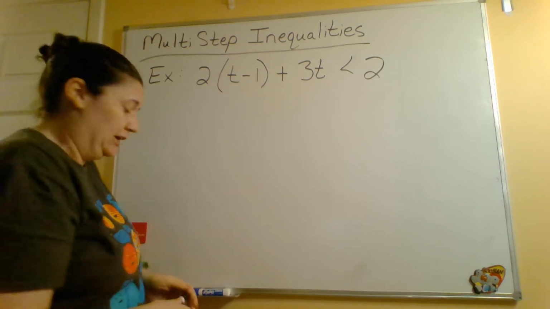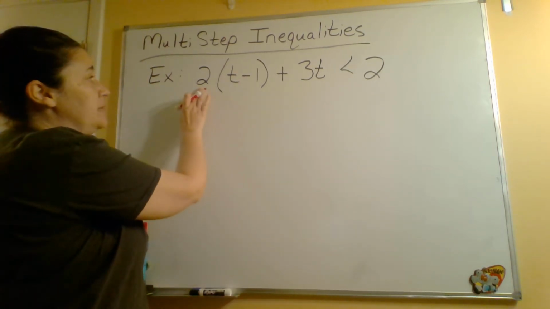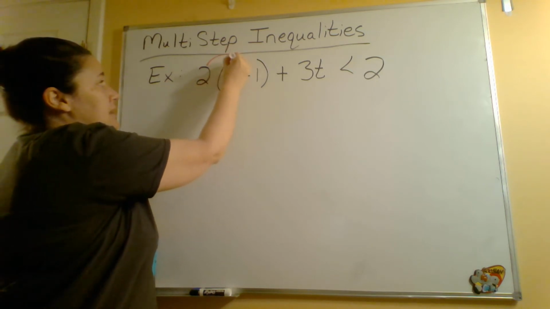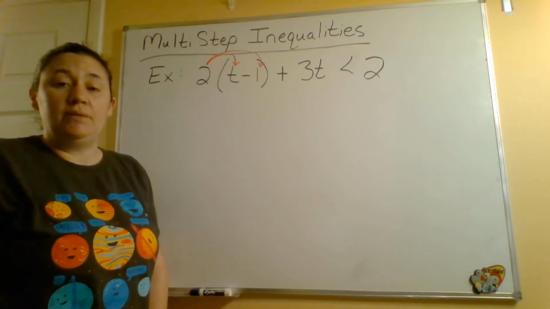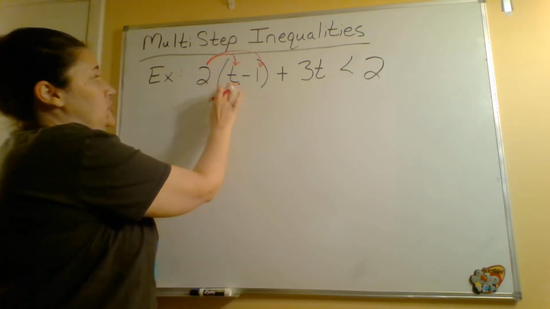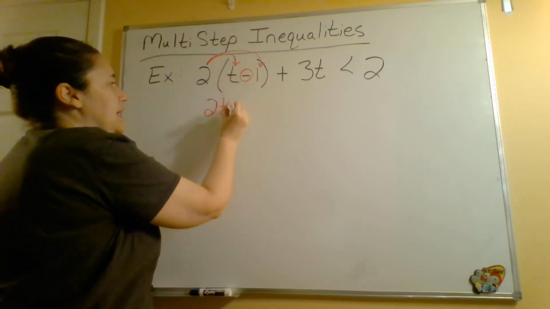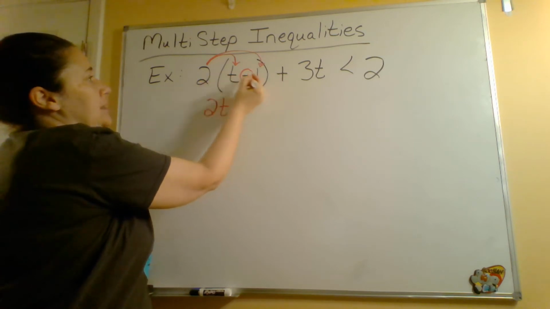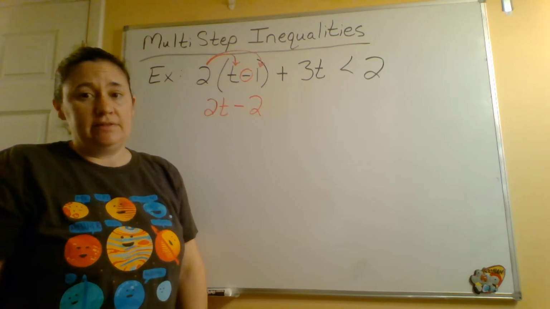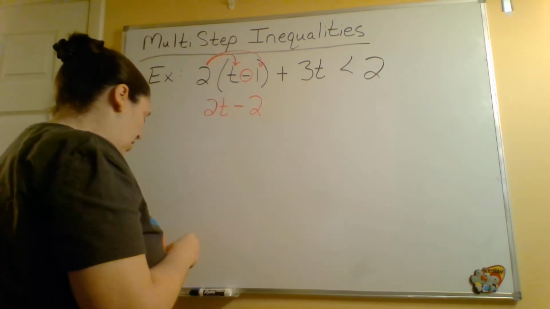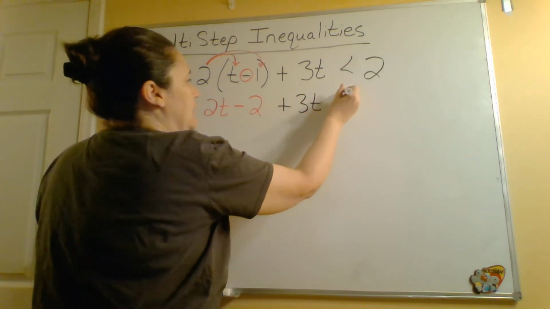Now let's get to distributing. To solve this, I need to use the distributive property. I need to take this number 2 and give it to the t, and take this number 2 and give it to the 1. And by giving it 2, I mean multiply. So we're going to take 2 times t, which is 2t, write down this minus sign, then give the 2 to the 1. 2 times 1 is 2. That gets rid of the parentheses for us. Now we can write down the rest of the problem. The rest of the problem was plus 3t is less than 2.